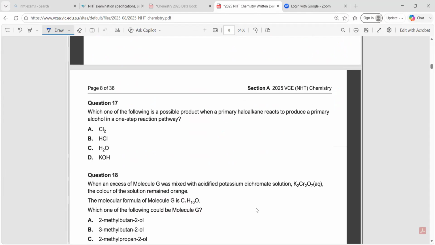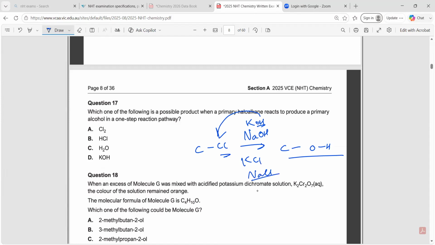Which one of the following is a possible product when a primary haloalkane reacts to produce a primary alcohol in a one-step reaction pathway? So say, for example, we've got something like C-Cl, and it's going to give C-OH, okay? Basically, what happens is we give something like NaOH or KOH, and that OH substitutes with the Cl, right? And then you end up forming something like KCl or NaCl.